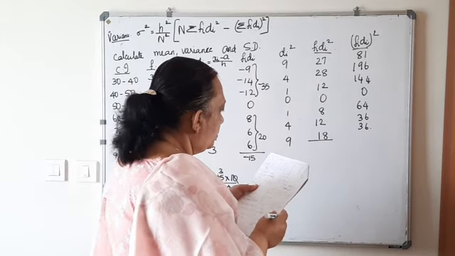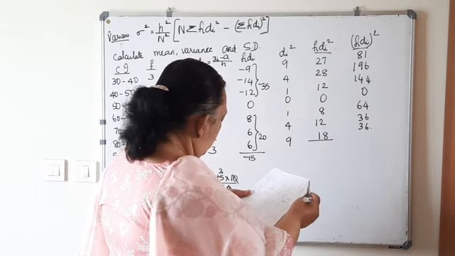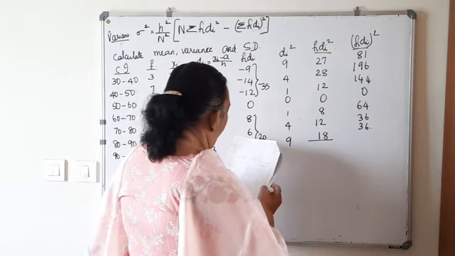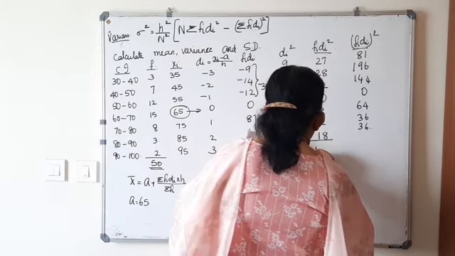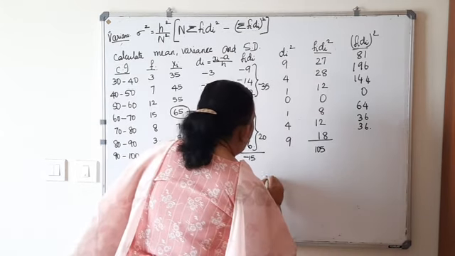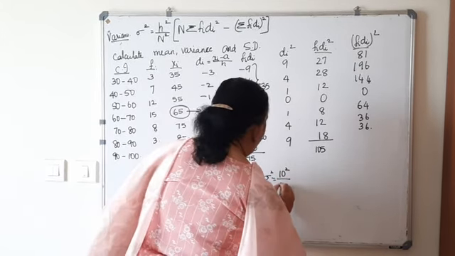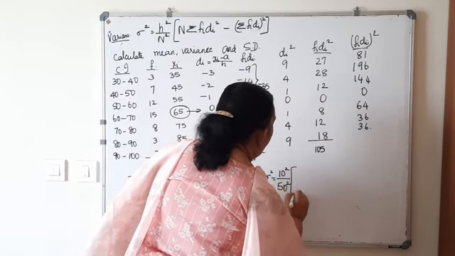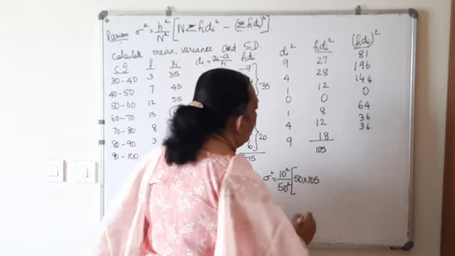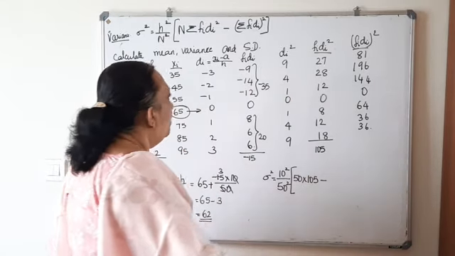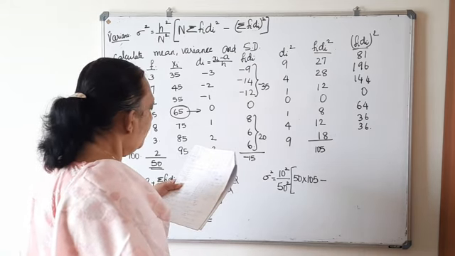So, sigma fi di squared. What is sigma fi di squared? It is equal to 105. So what is the variance? It's equal to h squared by n squared into n into sigma fi di squared minus sigma fi di the whole squared.